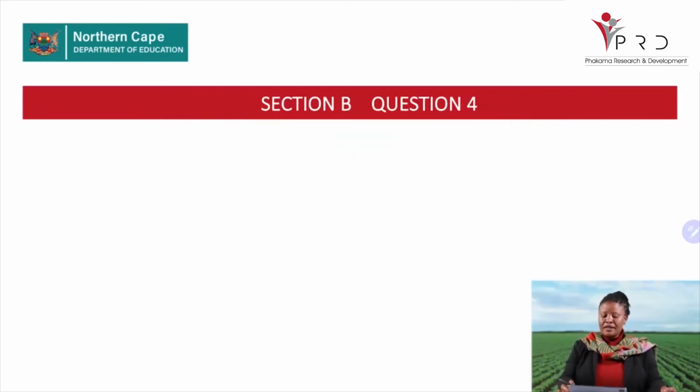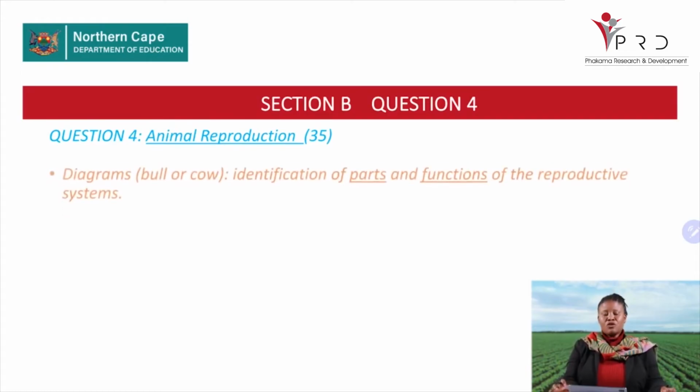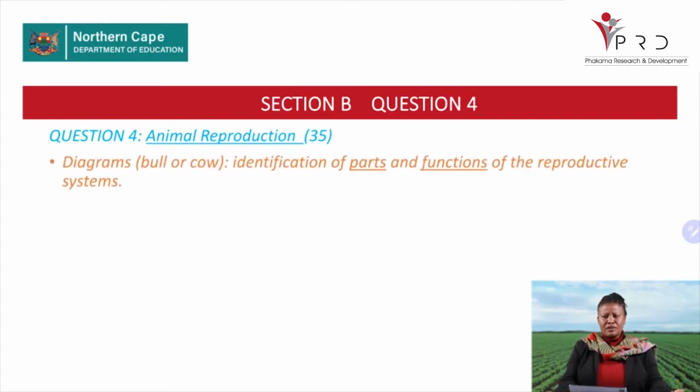Okay. Then let's look at question 4, which is our last question on section B, which is out of 35 marks, which is animal reproduction. So what is expected on animal reproduction? You are expected to know the 2 diagrams. Diagrams about what? The reproductive system of a bull and the reproductive system of a cow. So you must know those diagrams.